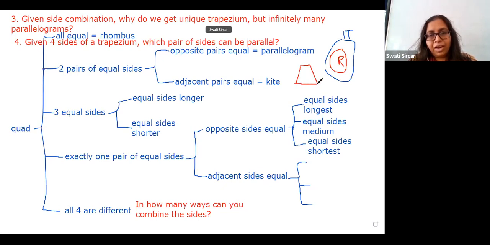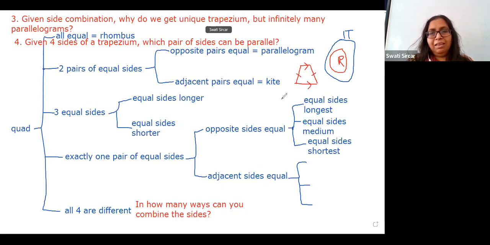It can be fatter or whatever. We know that these two are equal and we know these two are parallel. Now, you need to specify that there is one pair of parallel sides, and the other pair needs to be equal. You need to specify that.